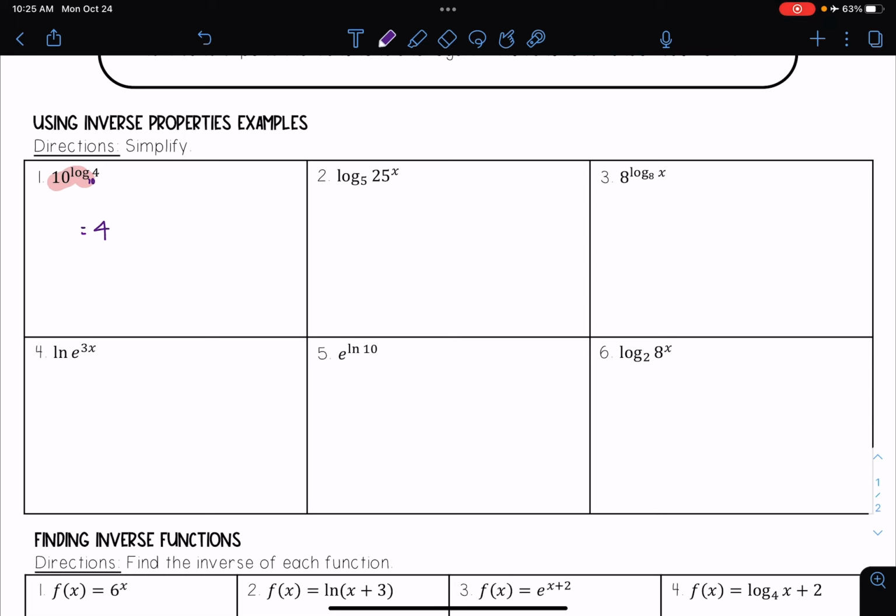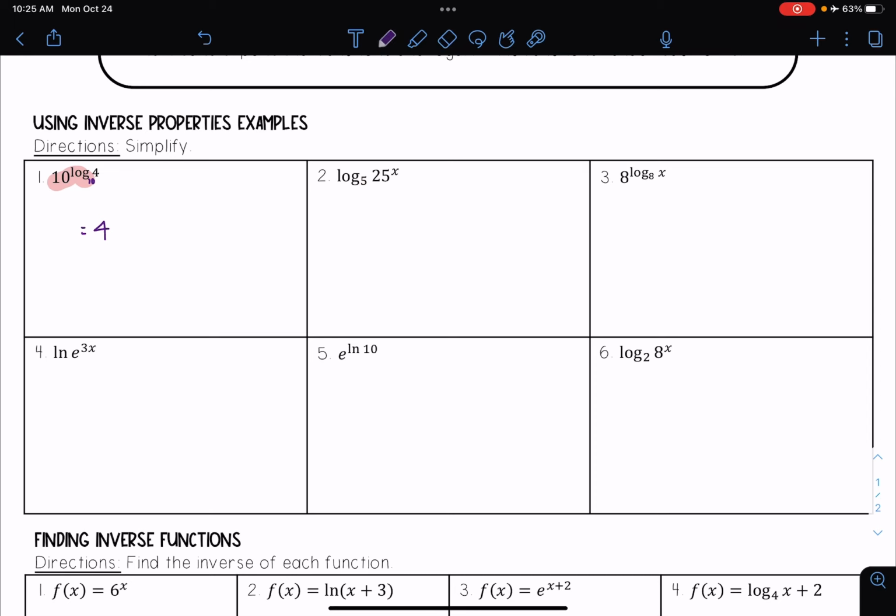Okay, let's look at number 2. I have log base 5 of 25 to the x. Right now I can't cancel those out because my bases are different. My log has a base of 5, whereas the base of this exponent is 25. So I want them both to be the same number. I want them both to be 5.